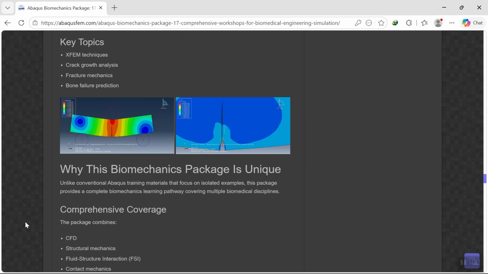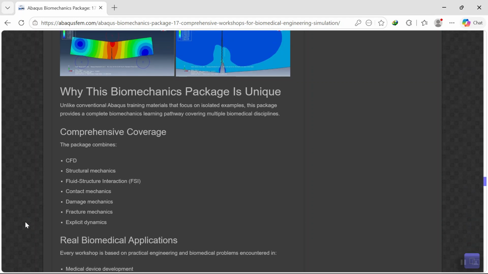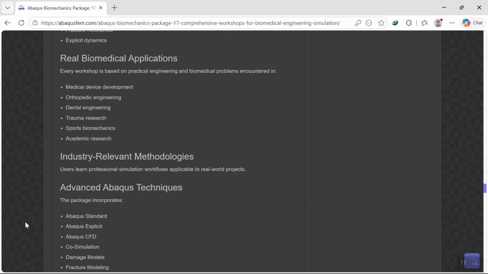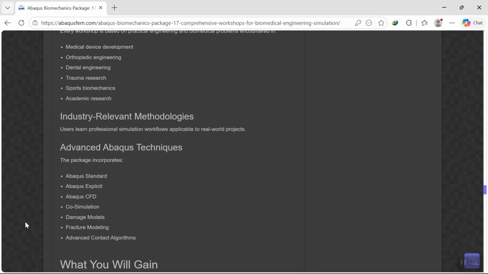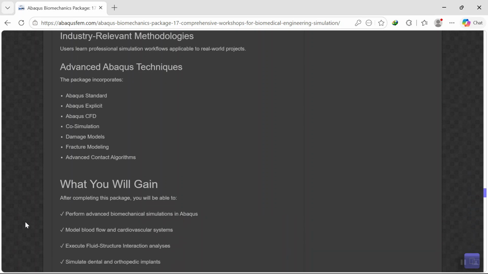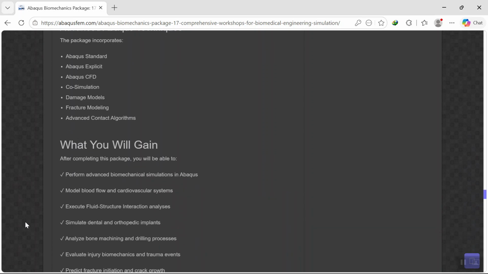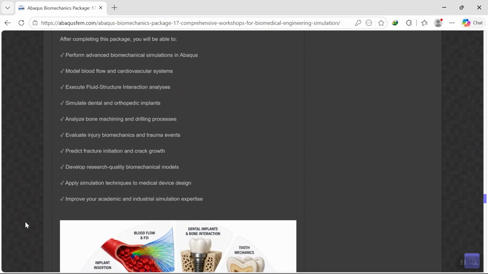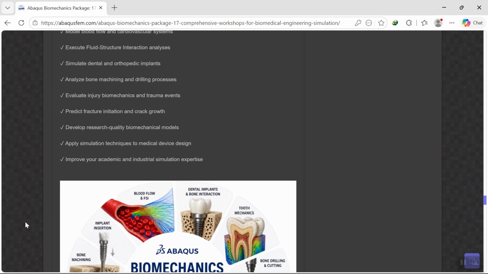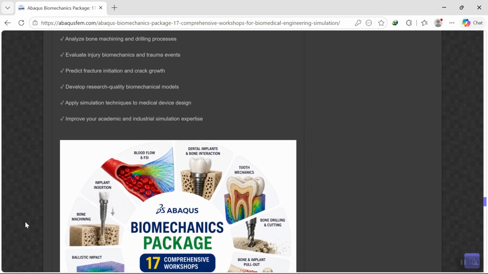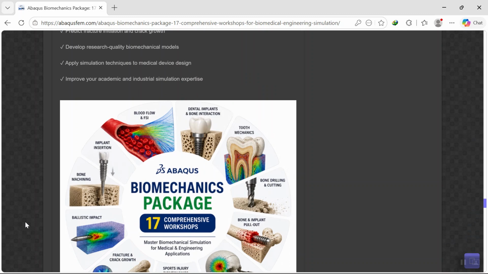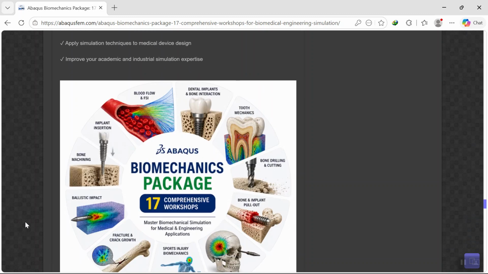Instead of focusing on a single topic, it combines CFD, FSI, contact mechanics, explicit dynamics, damage mechanics, fracture, implant, trauma biomechanics, and bone machining. In total, these 17 workshops provide a complete learning pathway for biomechanics simulation in Abaqus. Whether your goal is conducting academic research, publishing scientific papers, developing mechanical devices, or expanding your engineering skills, this package can help you significantly accelerate your learning process.